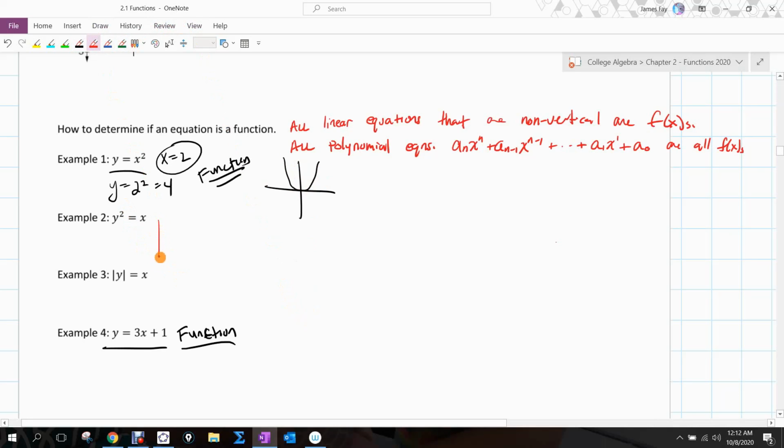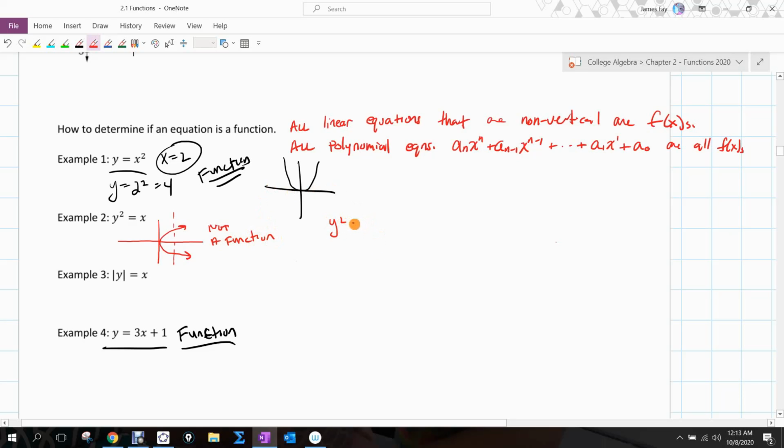Now I know maybe you haven't spent a whole lot of time with y squared equals x. You should have a little bit last year when we talked about conic sections, but y squared equals x is a parabola that opens up that way. This fails the vertical line test. So this thing is not a function. That's one way of thinking about it.